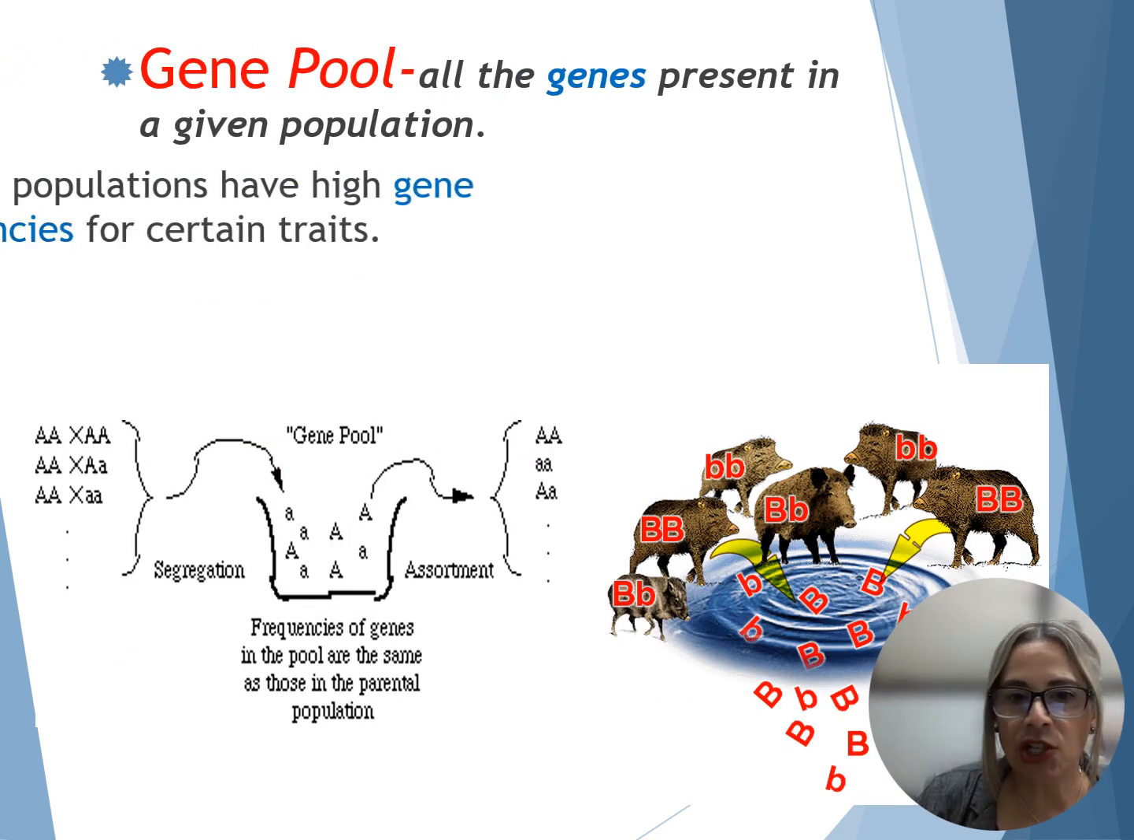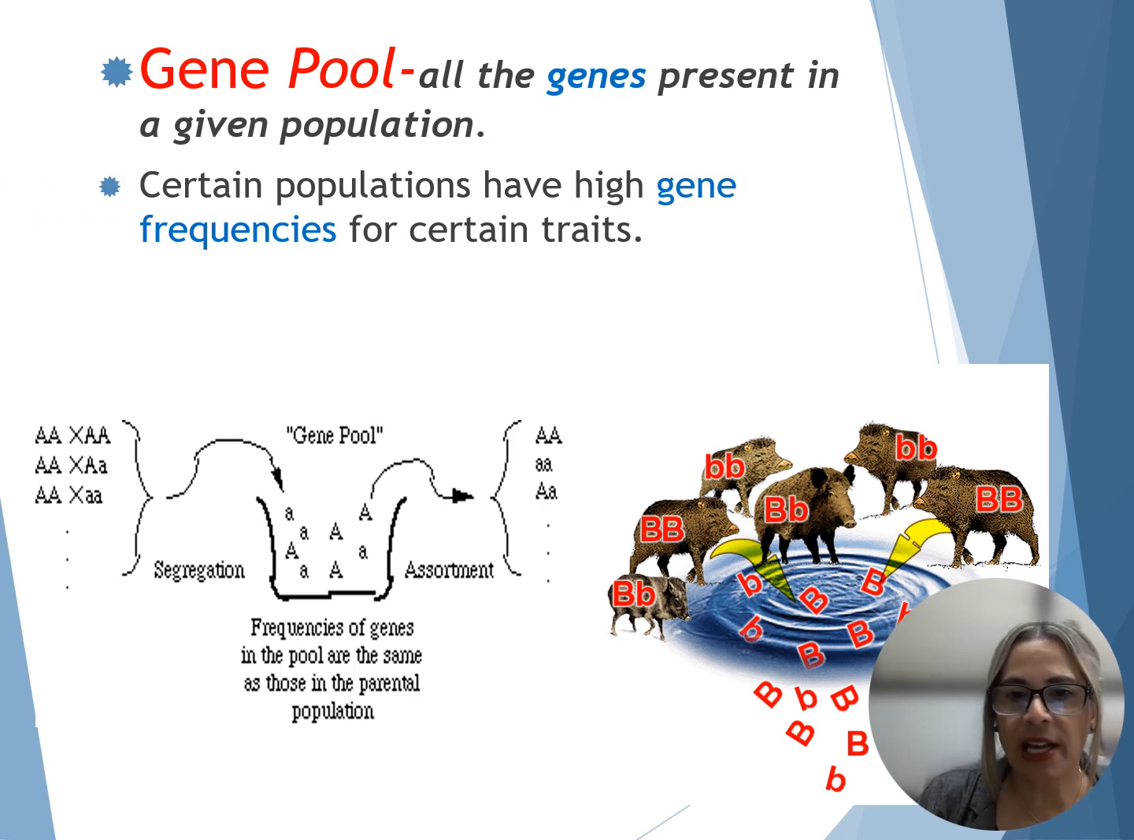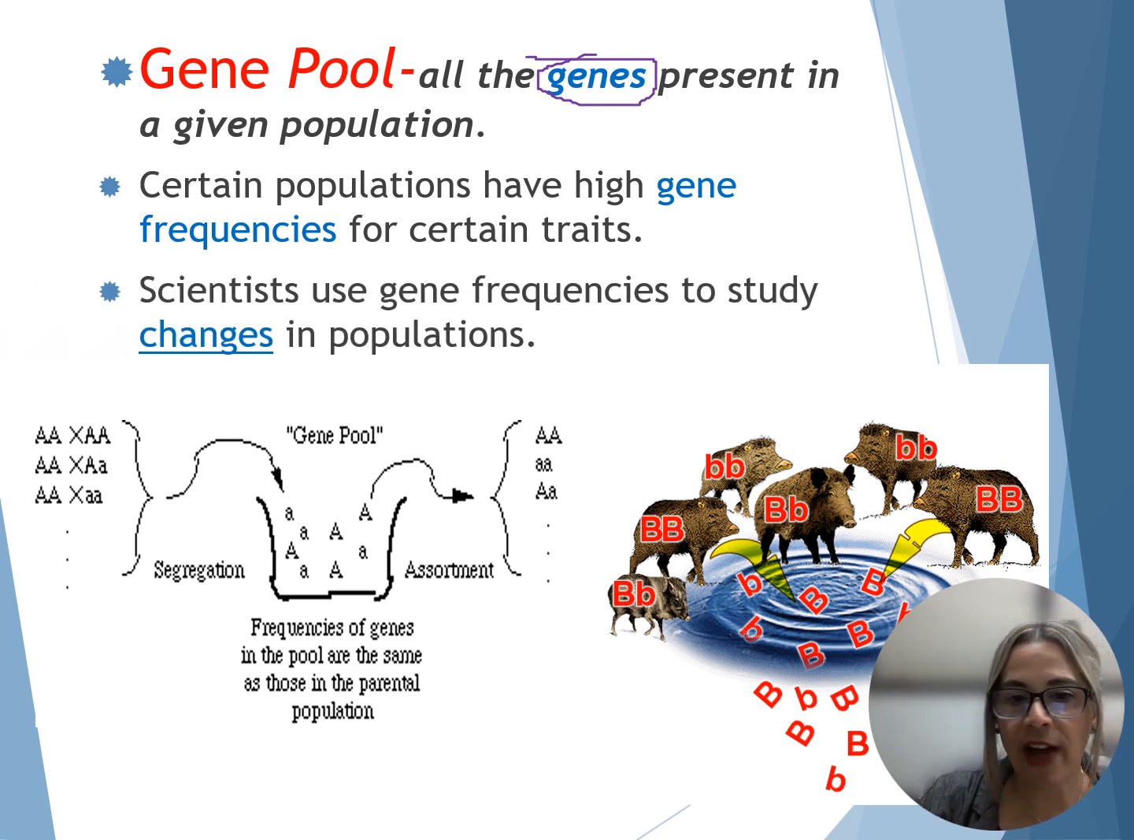So if we take a look at a gene pool a little more specifically, as we said, basically a gene pool presents the values of how many of specific genes are present in a given population during a certain time. And certain populations can have high gene frequencies for certain traits and low gene frequencies for other traits. It just depends on the population, how large the population is, whether or not individuals are moving into or leaving that population, and other factors as well. So scientists will use these gene frequencies to determine if there are actually changes or evolution happening in a population.